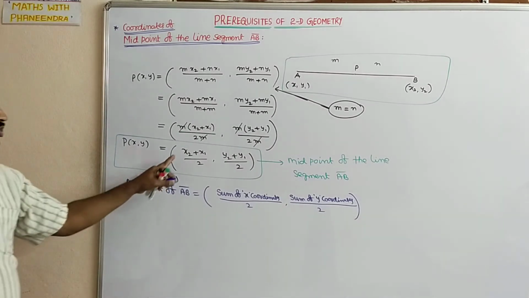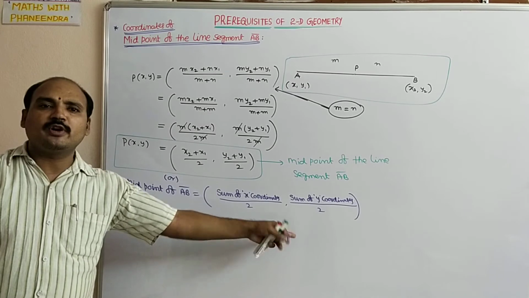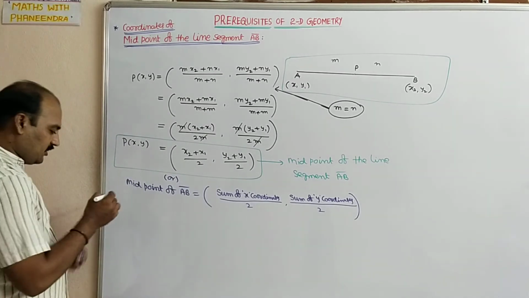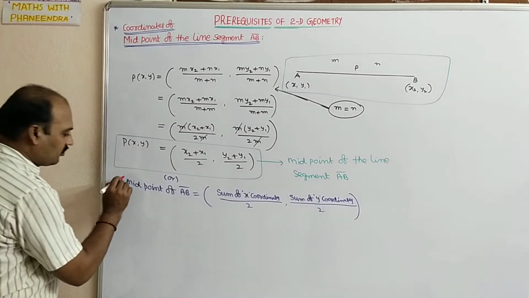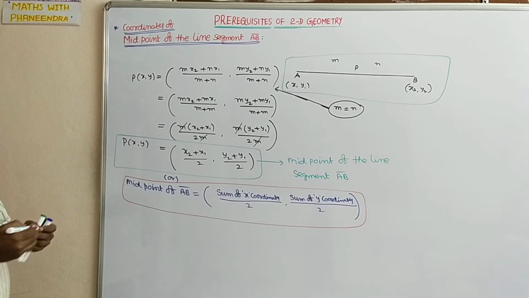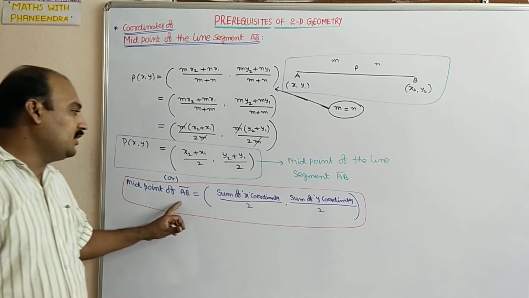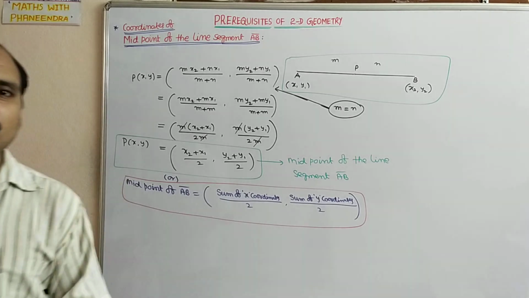So we can write like this also. (x2 + x1)/2 is the sum of the x coordinates by 2, and (y2 + y1)/2 is the sum of the y coordinates by 2. In other words, we can write like this. So this is also the midpoint of AB. We will move to the points of trisection in this concept.